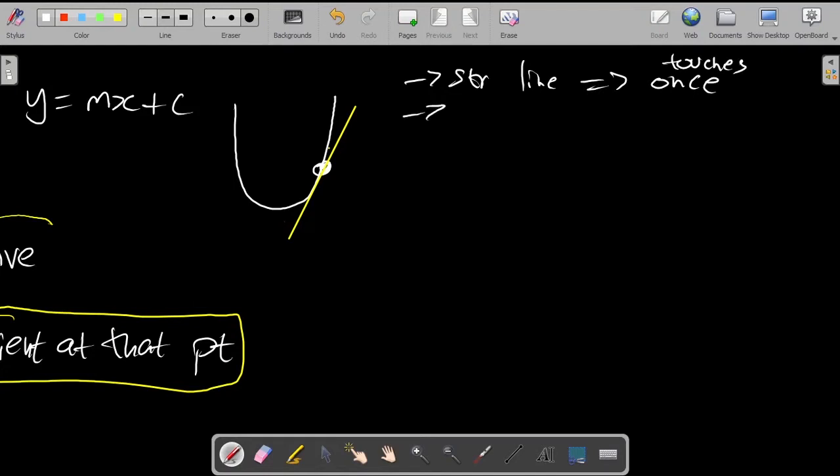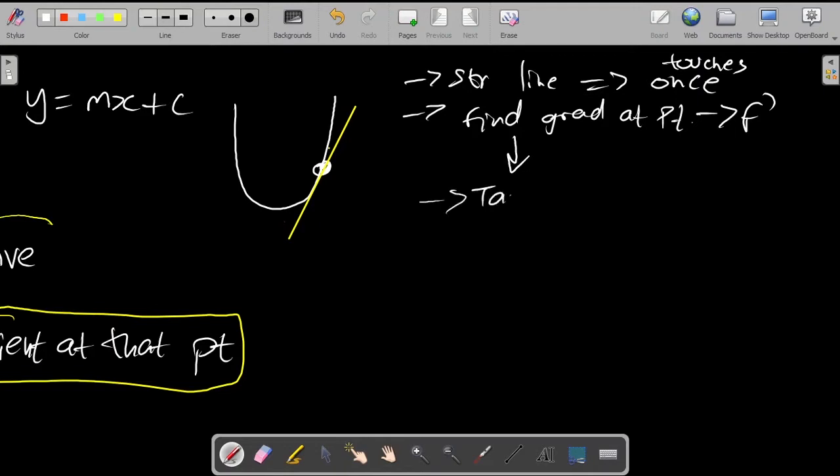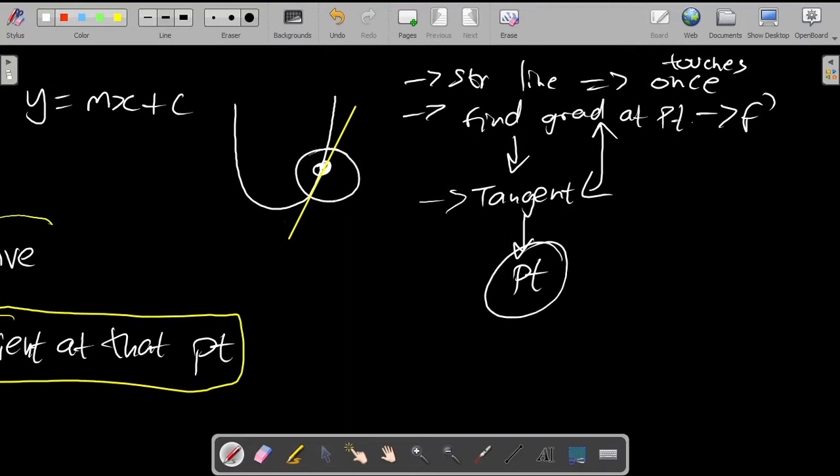And what else do we know? We know that we can find the gradient at a point using the derivative. And once we find that gradient at a point, and we have a tangent, which is a line which passes through the same point, then we know that we have the gradient of the tangent. Once we find the gradient at a point, and we say that the tangent passes through that exact point, then we know that this gradient there is the gradient of the whole tangent.